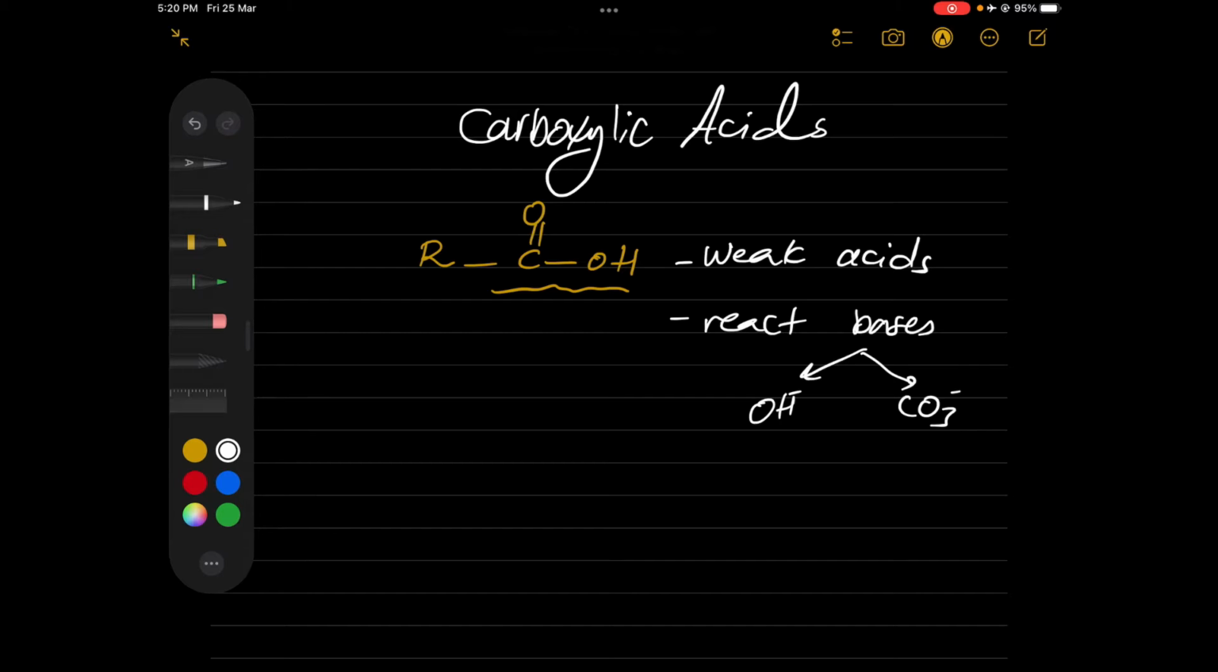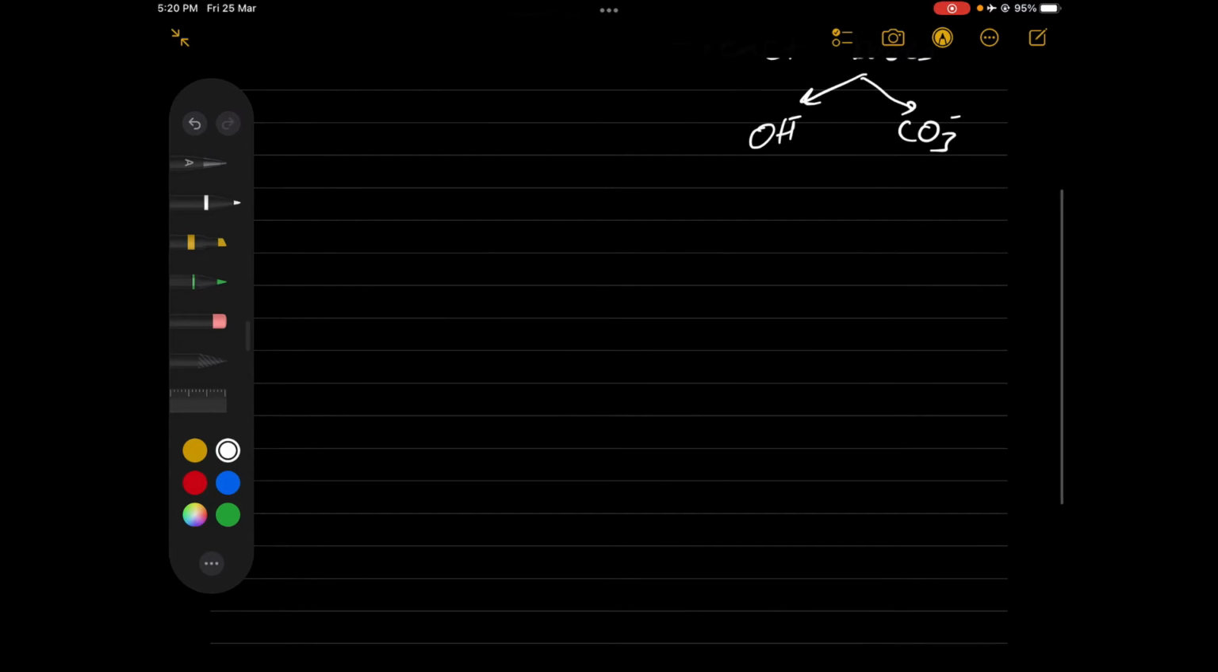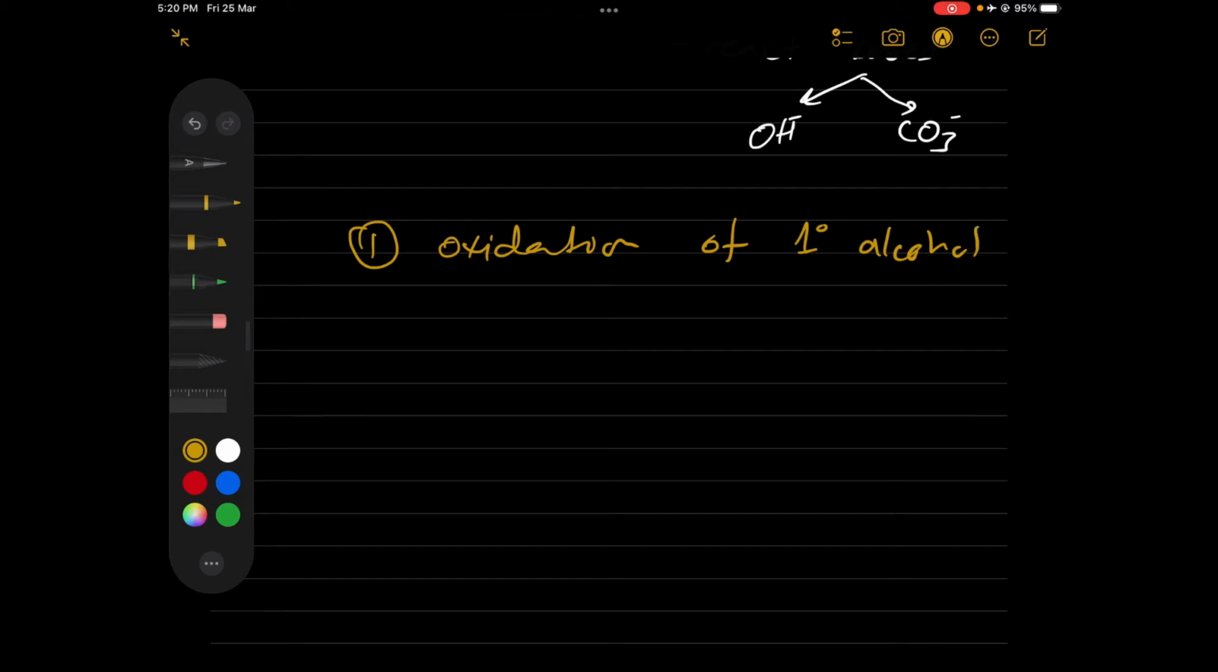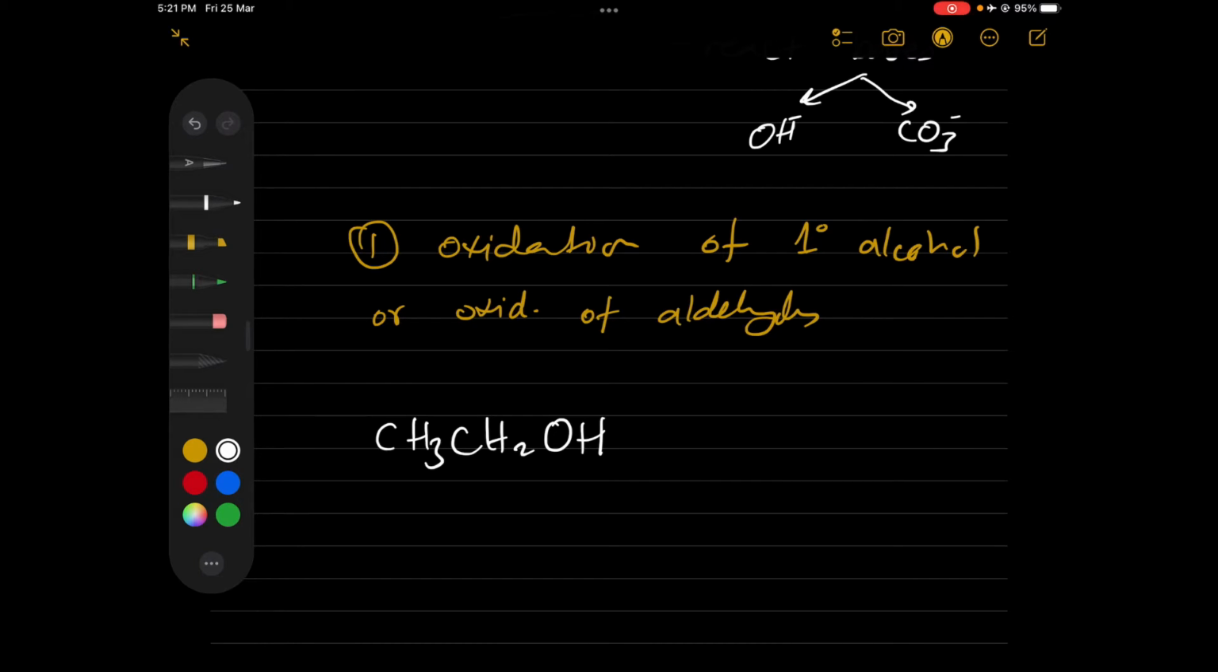So how can I prepare carboxylic acid? In the previous organic reactions that we covered, we learned that we can produce it by the oxidation of primary alcohol, or oxidation of aldehydes. So let's do that in terms of chemical equations and reagents. Let's take a primary alcohol, the normal one that we used to use, CH3CH2OH. This is ethanol, and it's a primary alcohol.